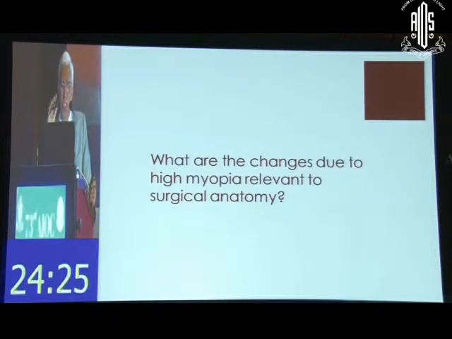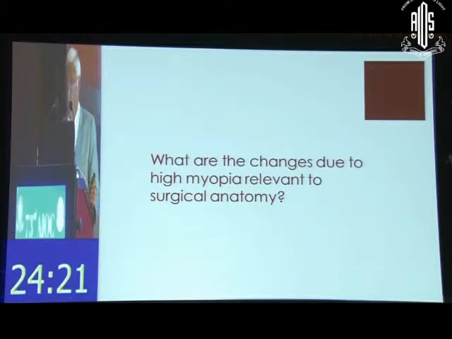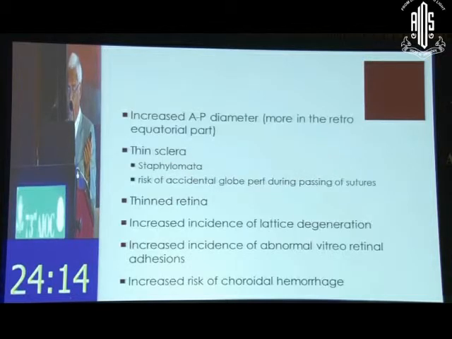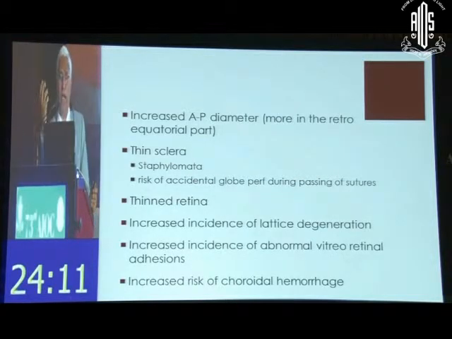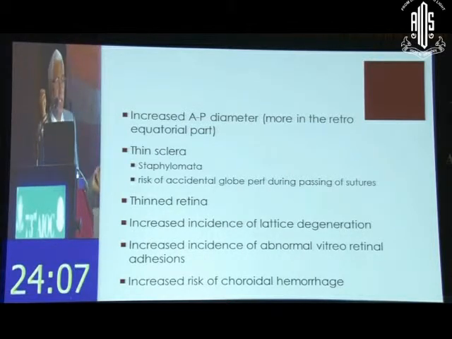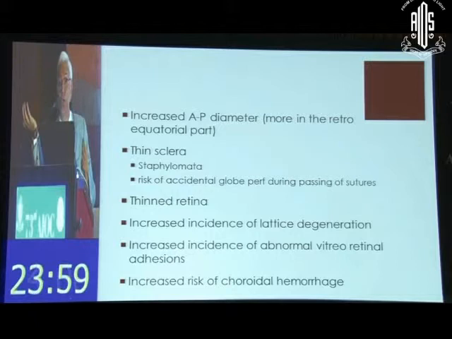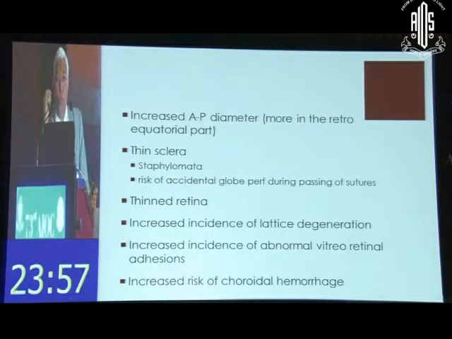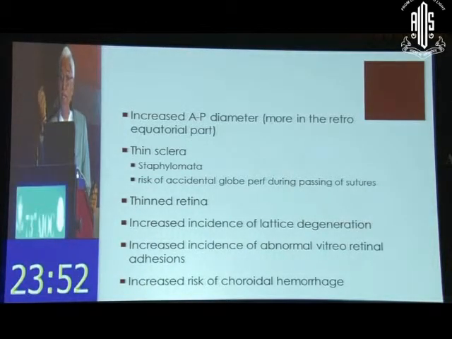So what are the changes due to high myopia that are relevant to surgical anatomy? Because we know that high myopes are prone to get detachments, and also there are certain problems that you have during surgery. So let us try to understand what happens in high myopia that predispose them to retinal detachment. One is increased AP diameter, which is more in the retroequatorial portion than the entire globe, contrary to an emmetropic eye. So, in effect, the sclera becomes thin, the choroid becomes thin, as well as the retina becomes thin.